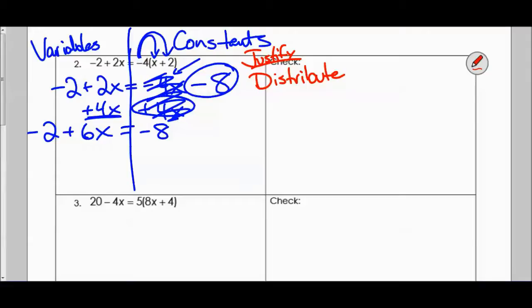That property was APO, the addition property of equality. So I have all my variables on the left side. I have just the 6x left. Now I want to combine all of my numbers, all of my constants, to the other side.